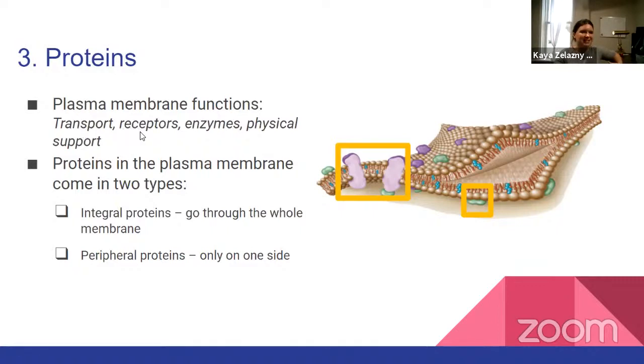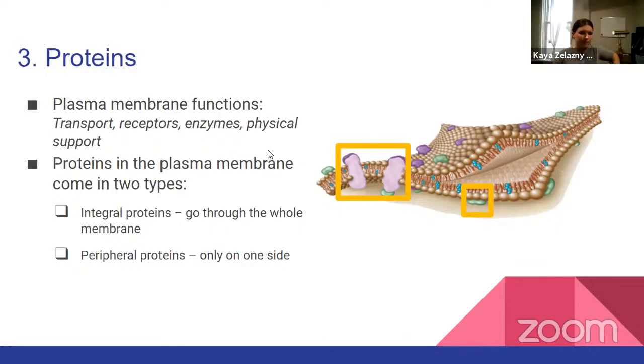They're also going to act as receptors, so they're going to receive signals. They're going to act as enzymes, so they're partially going to control reactions that go on inside the cell. And we'll also see that they're part of cell junctions, which is to say how cells attach to each other.